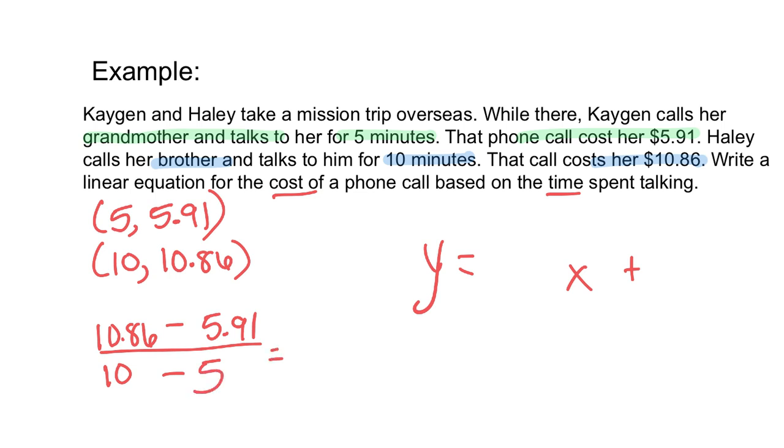And if I calculate that, and again, you can put that in your calculator, you can do the top and the bottom and then simplify. Either way, you get 0.99. So that means my slope is 0.99.